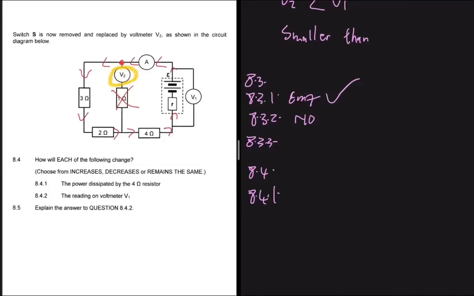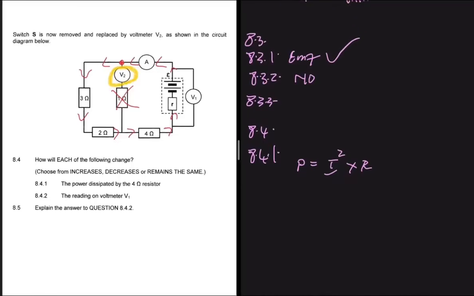8.4.1 says, how will each of the following change the power dissipated by the 4 ohm resistor, right? So here you have to be very careful, right? Because of these 3 equations for power in electric circuits. So I'm gonna use P is equals to I squared multiplied by R, because if I use a formula that has V, then I have to calculate V for when we had the switch S, and then calculate V for when we don't have a switch S, right? And that's just too much work. So I'm just gonna take power as I squared multiplied by R. This just makes our life extremely easy.